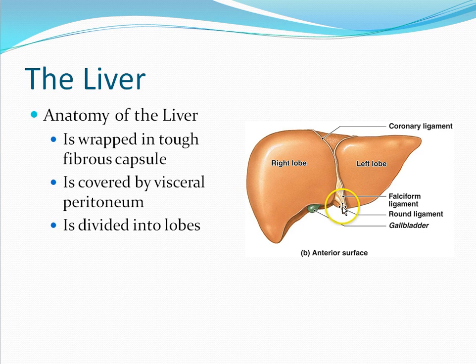The largest ligament is the falciform ligament that is found between the right and the left lobe. This acts as a major anatomical landmark, especially for surgeons. And then on the top, we see the coronary ligament. This helps to anchor the liver to the diaphragm.